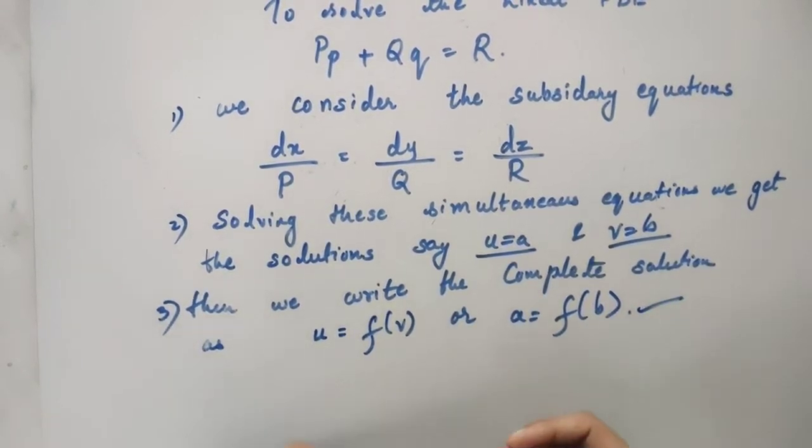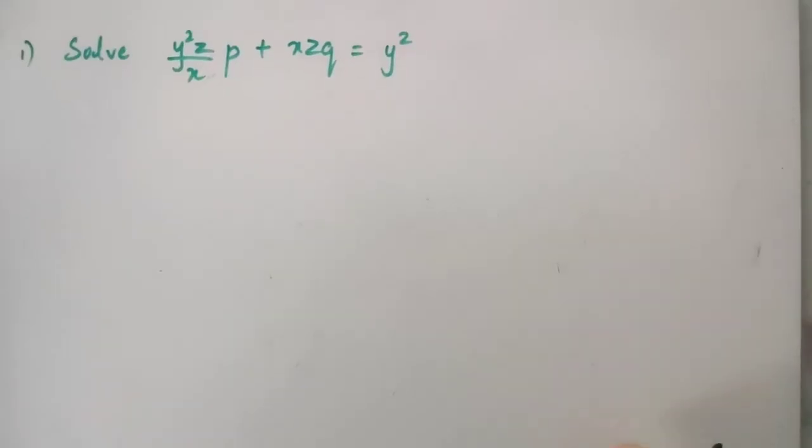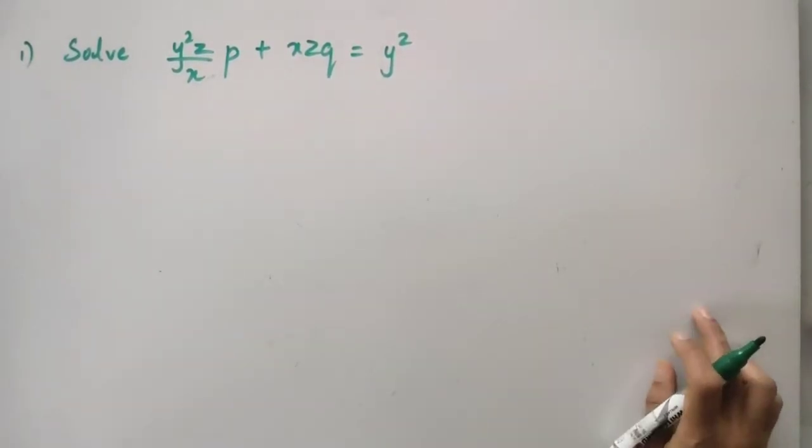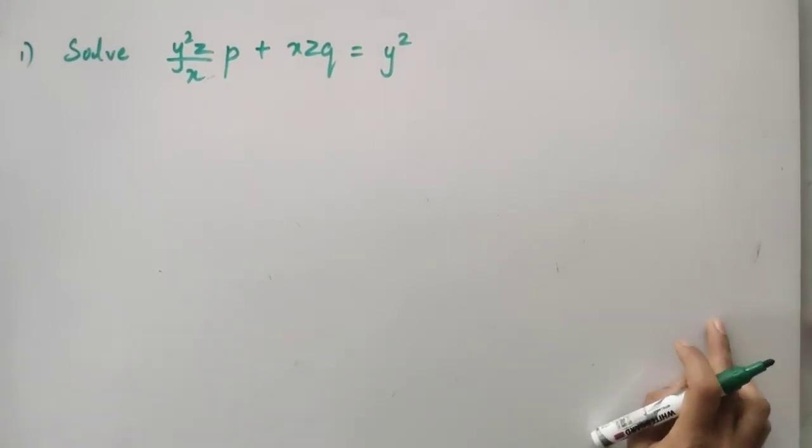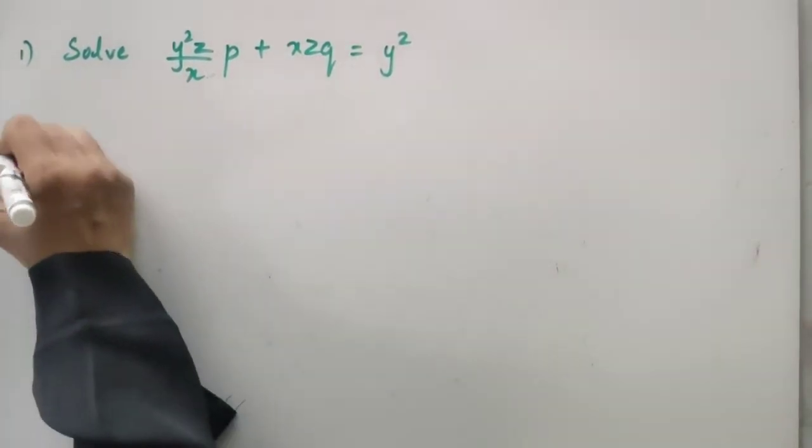With problems it will be still clear. Let's continue with the problems and conclude this topic. So here is one problem for you. Solve y square z divided by x into small p plus x into z small q is equal to y square. Let's see how to solve this.